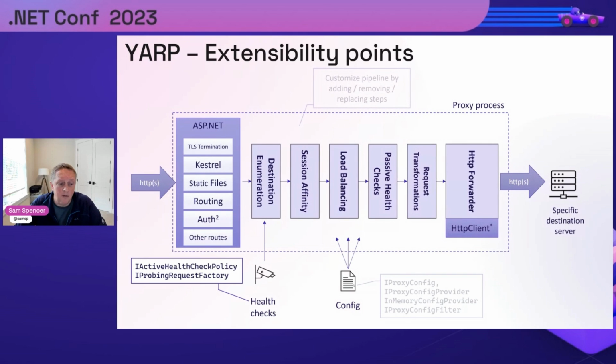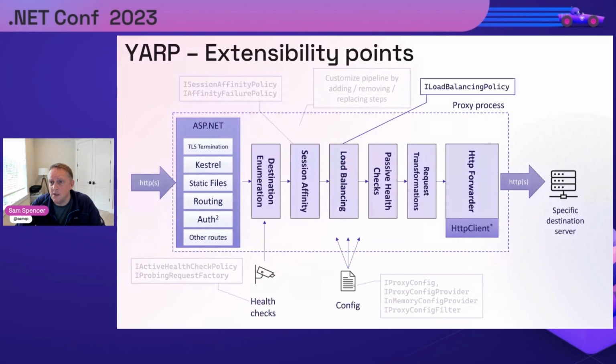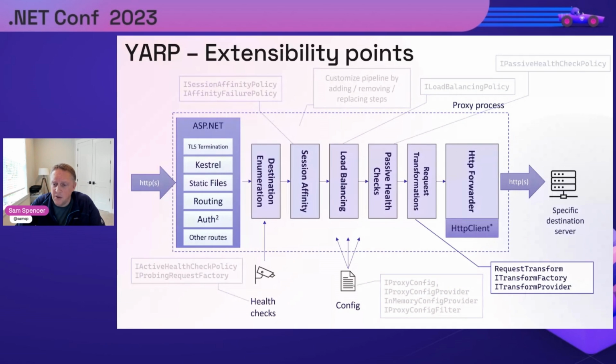Health checks, we have a policy there that you can replace. Session affinity. I'm not expecting you to remember all of these. It's giving you the overall impression that each individual component in YARP is customizable and replaceable, normally through an interface. So session affinity, we have load balancing policies. There's a number built in. You can add your own. There's a passive health check policy. You can customize that. Request transforms we'll go into in more detail. You can create your own. We have a whole library of them. And if none of that suits your needs, you can use the HTTP forwarder directly.